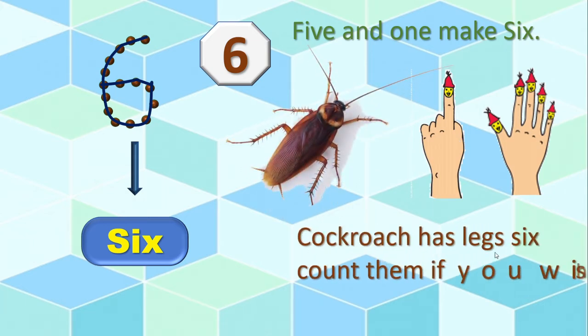Now here small poem. Cockroach has legs 6. Count them if you wish. See here cockroach. Okay. This says how many legs? See 1, 2, 3, 4, 5, 6. This is cockroach. Cockroach has legs 6. Count them if you wish. I hope you understood about number 6. That is 5 and 1. Isn't it?